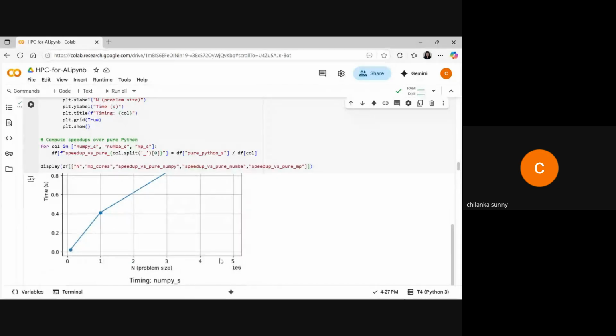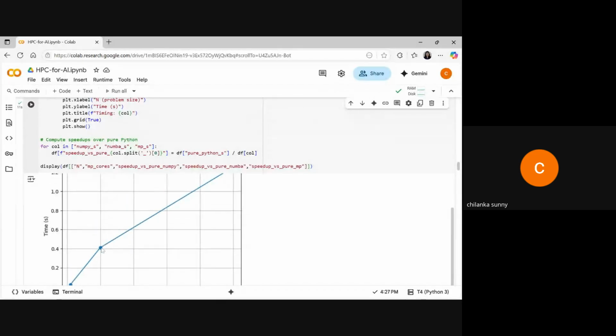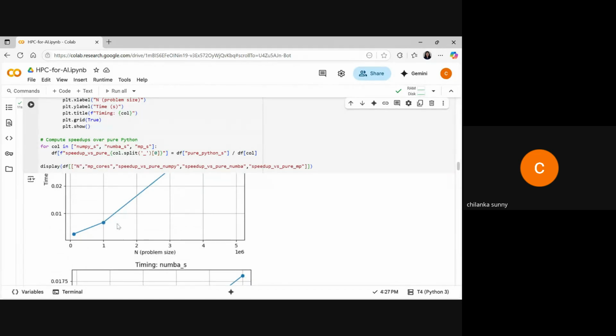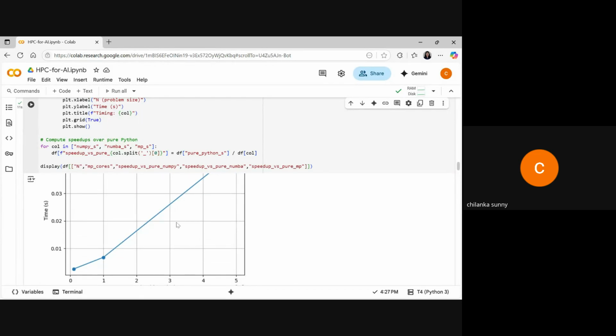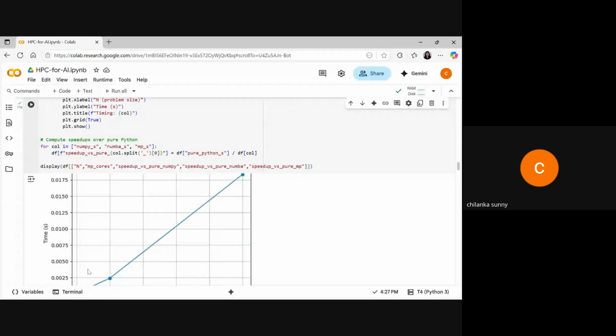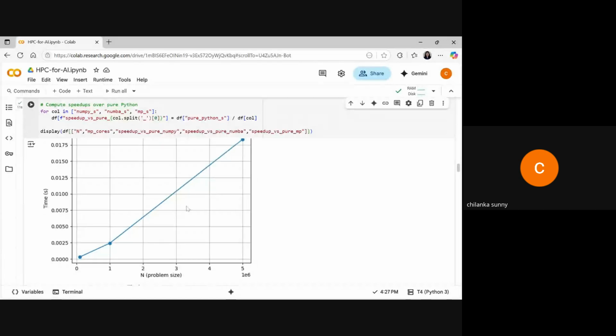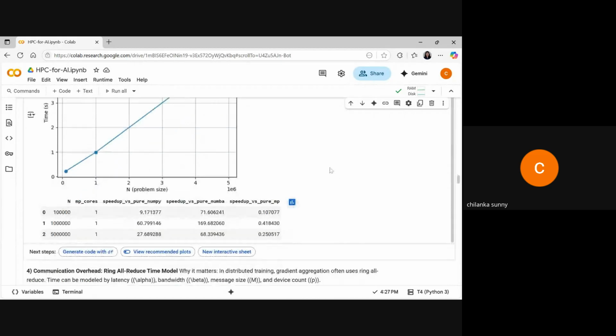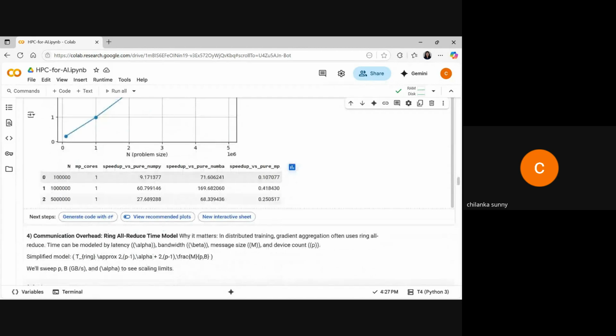For pure Python, as the problem size increases, we had a much steeper curve, and later it is increasing at a slower pace. NumPy, same, but it could start increasing much earlier. And for Numba, it is more of a straight line. And multiprocessing, it is near linear, but the time we took is much higher compared to the other programming models. So that's how we compare the different programming models or the compiler support.